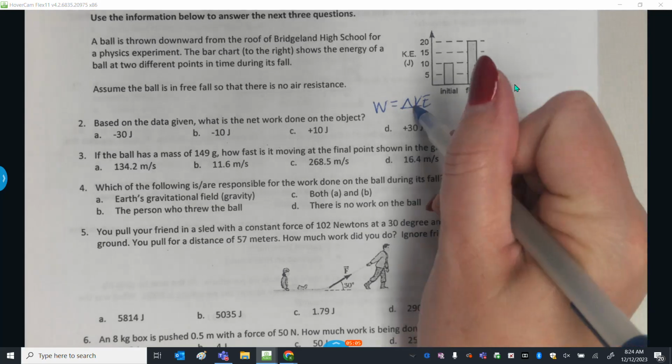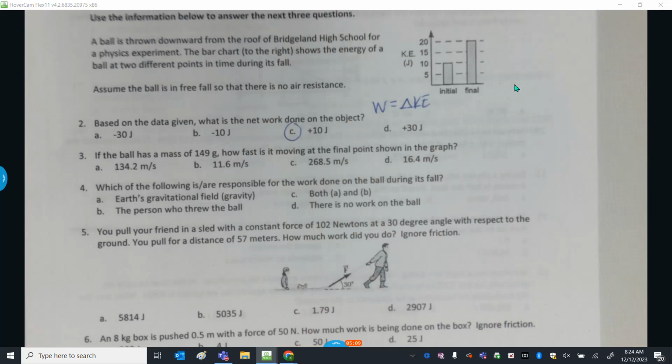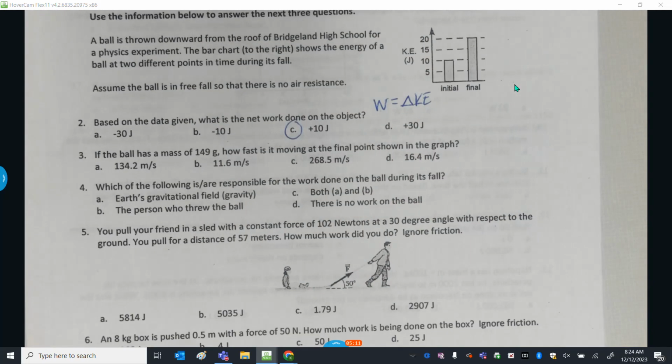But that change of positive 10 is equal to the work. The answer to number 2 should be C. Questions about number 2? Again, 86% of you got 1, 2, and 3 all 3 of these correct. But not 4. We're going to talk about that in a second, though.